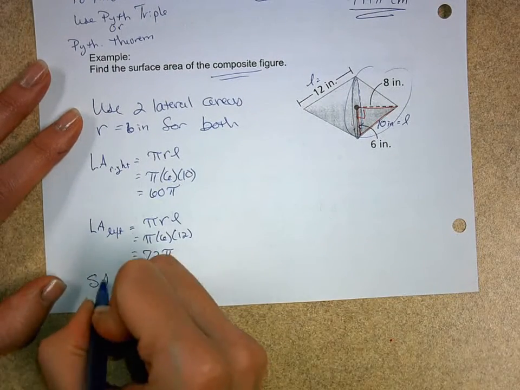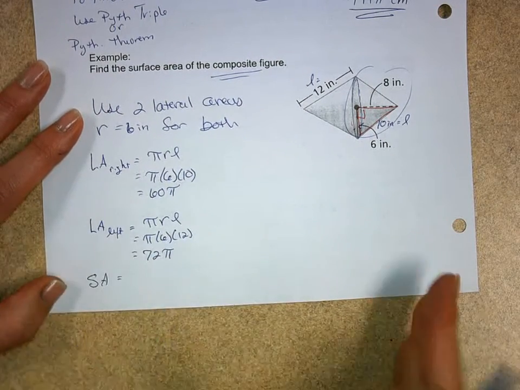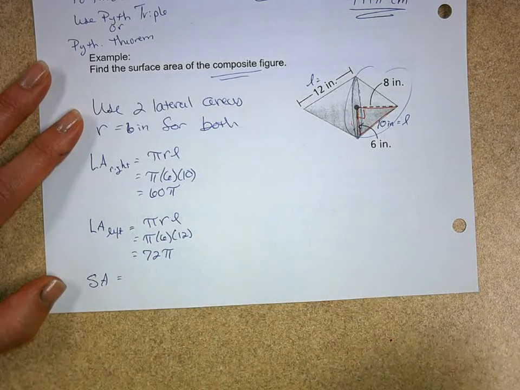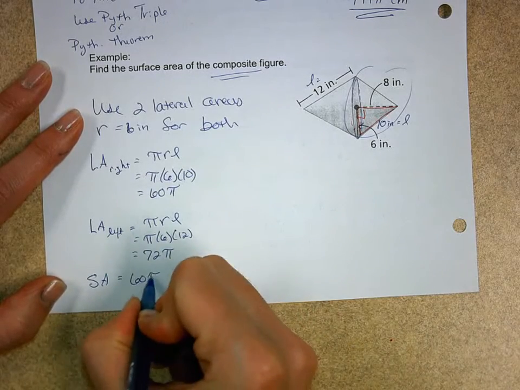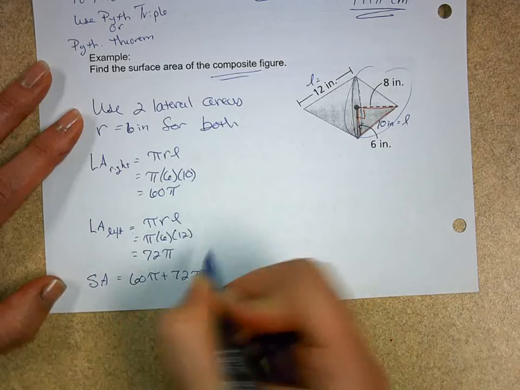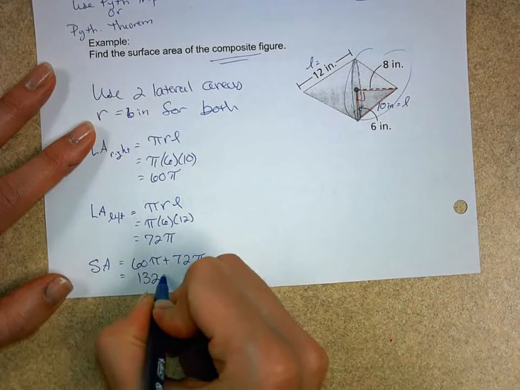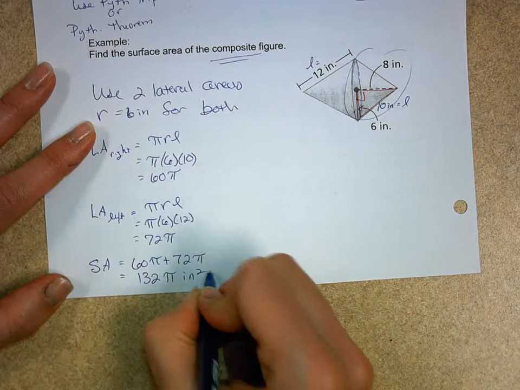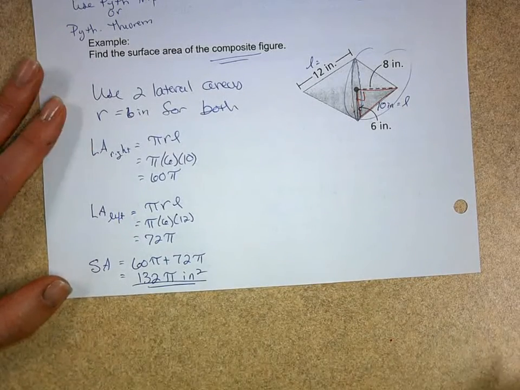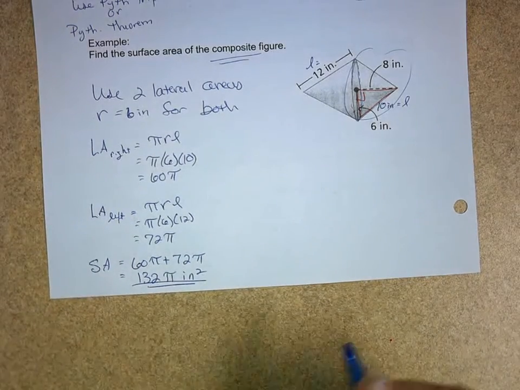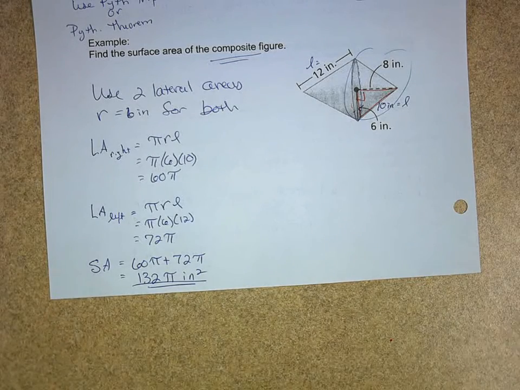So the surface area is just the left and the right divided up. Now we're conquering it by putting it back together. 60 pi plus 72 pi, which gives you 132 pi square inches. So it's not too bad when we're looking for the surface area of cones.